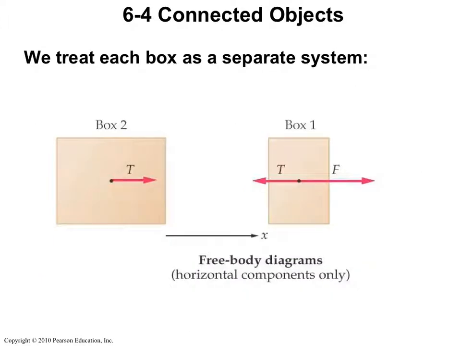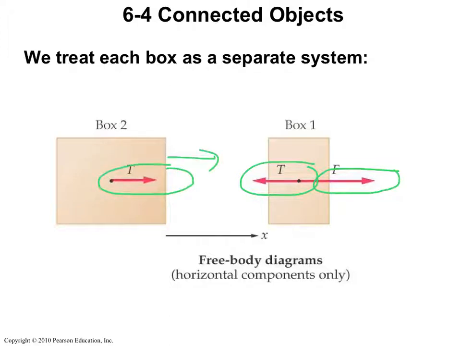So when we do these problems, we need to make sure we treat each box as a separate system. So for box 1, it has this force here, which is the force we're pulling with, and then it has its tension on the other side. I also have the tension on this side because it's being pulled to the right.